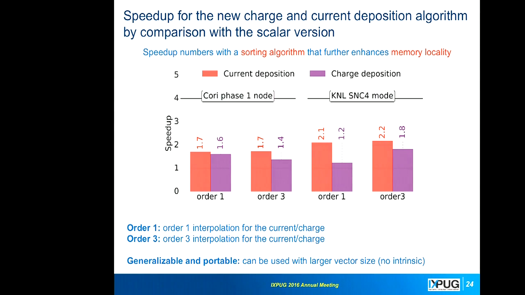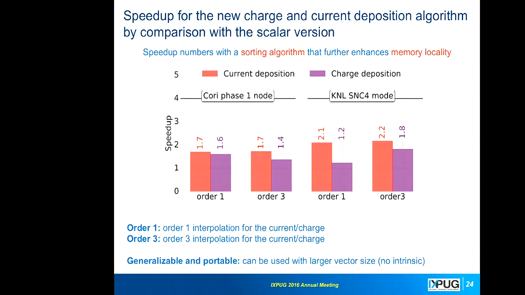So here are the speedups for the current and the charge deposition, the new algorithm. Here again, we can divide the figure into two parts, Phi 1 and KNL. Then again, divide each part into order 1 and order 3 interpolation. We can see that we have speedups between 1 and 2.